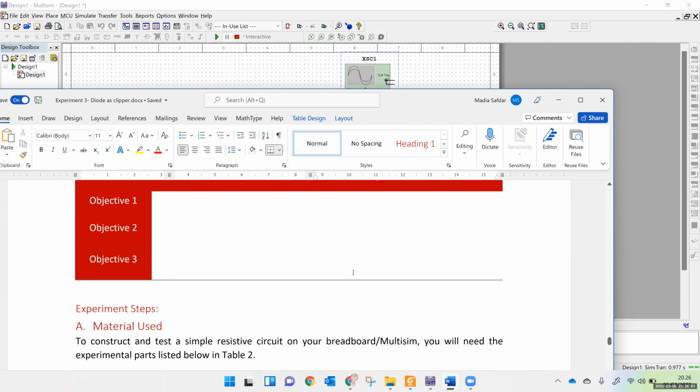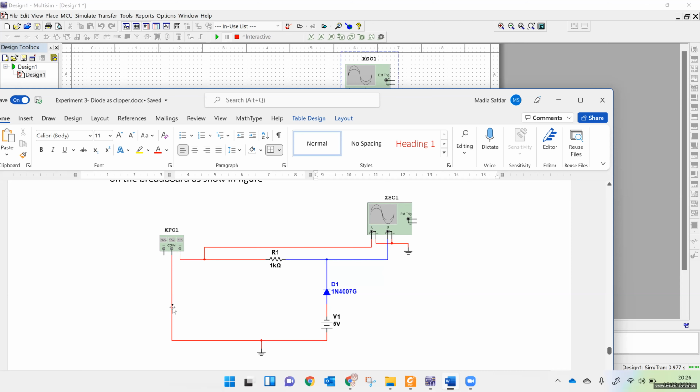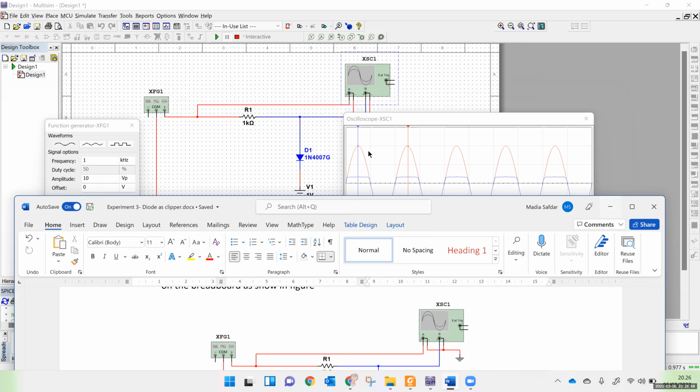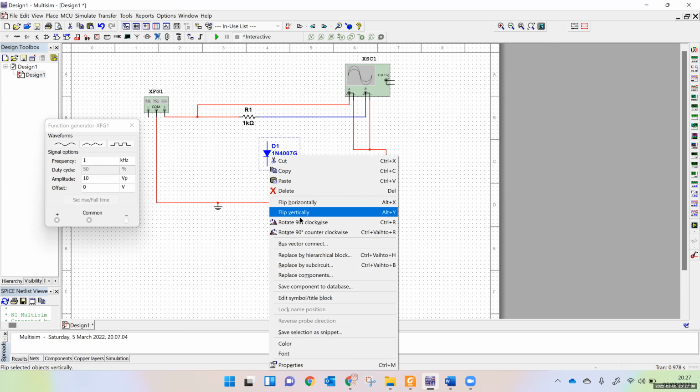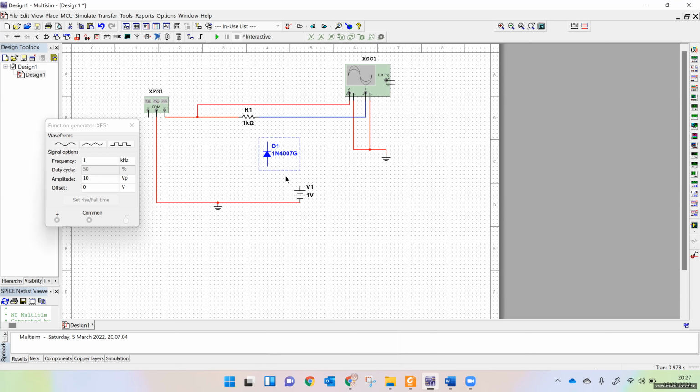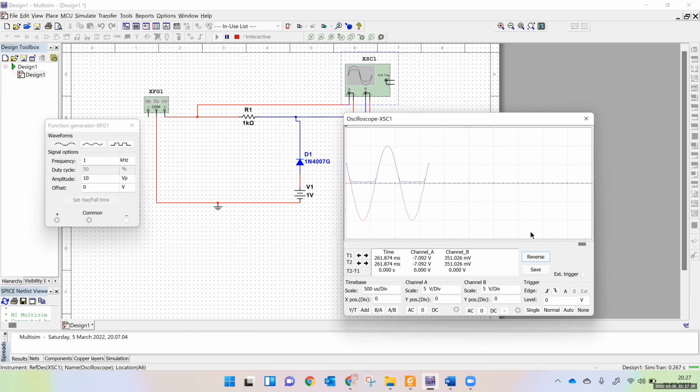The next step is that you have to do the negative clipper. You just have to flip this diode. I can show you how. Let's stop the simulation and do this again. Let's flip it vertically and connect it here, and everything else will remain the same. Now you will see that the negative side is clipped away, right?